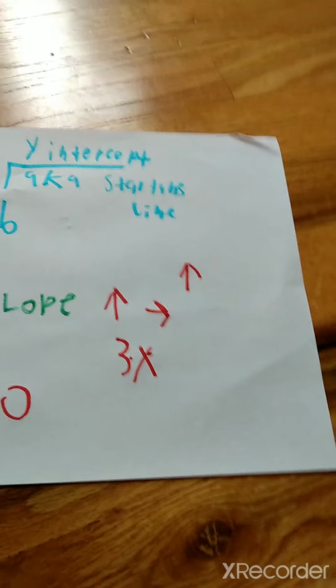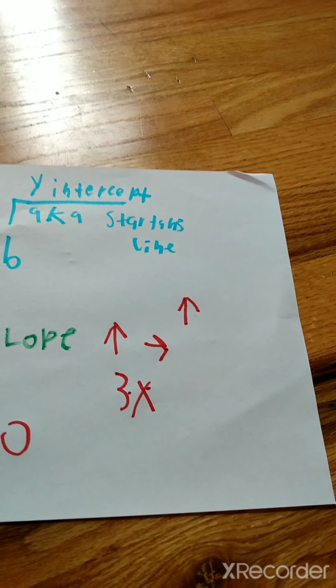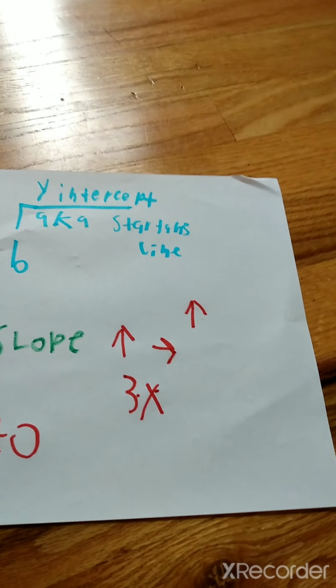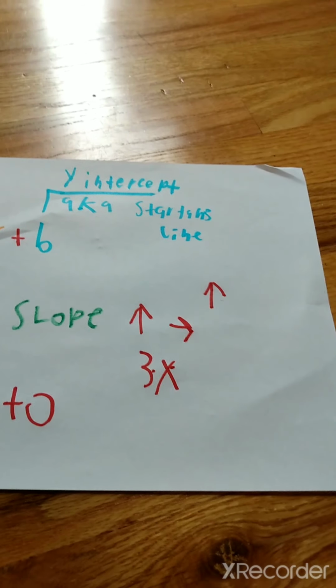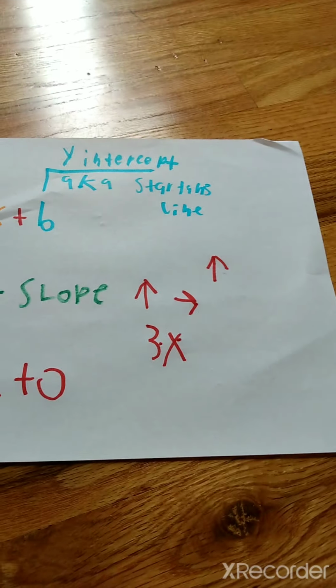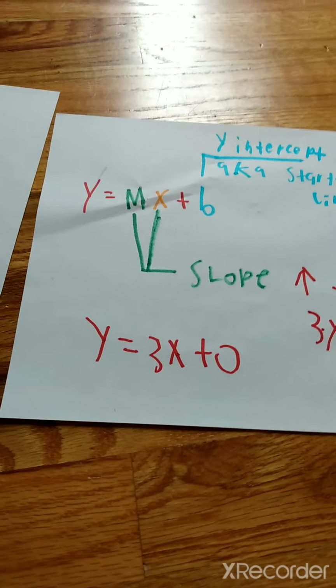In the Super Mario example, Mario was climbing 3 blocks and he ran 1. Then 3 again, and ran 1 again. And when you connect all the points of the steps, you'll be able to get a slope, which is a straight line. Let's do an example.